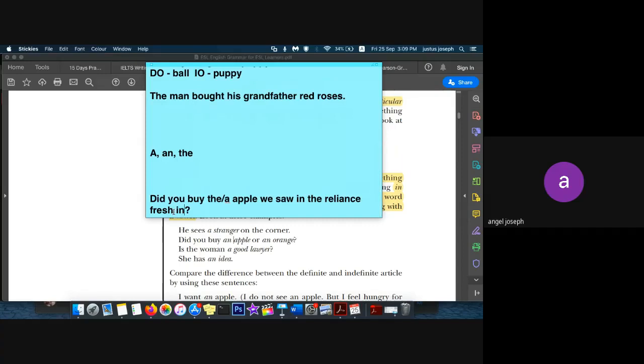Reliance Fresh in Kochi. Now Apple is also defined. Reliance Fresh is also defined. Both are defined. Did you buy the Apple we saw in the Reliance Fresh in Kochi? Where is the Reliance Fresh? Kochi. So we know where it is. We can define it. There is some definition to it. That's why I put the.